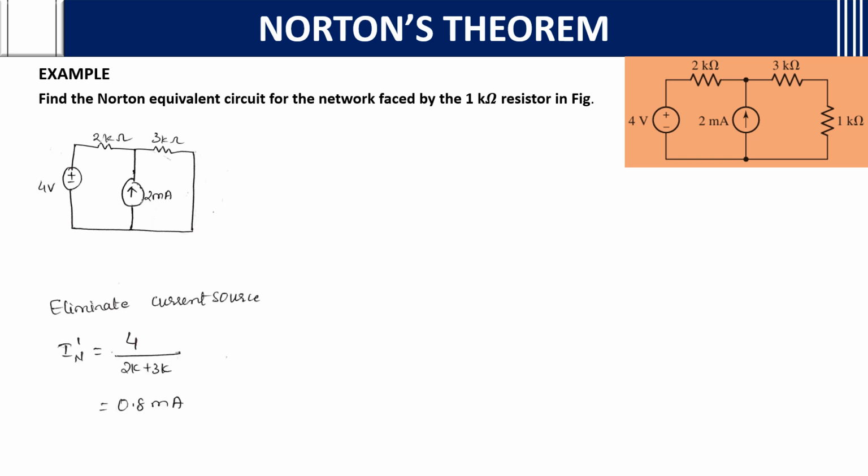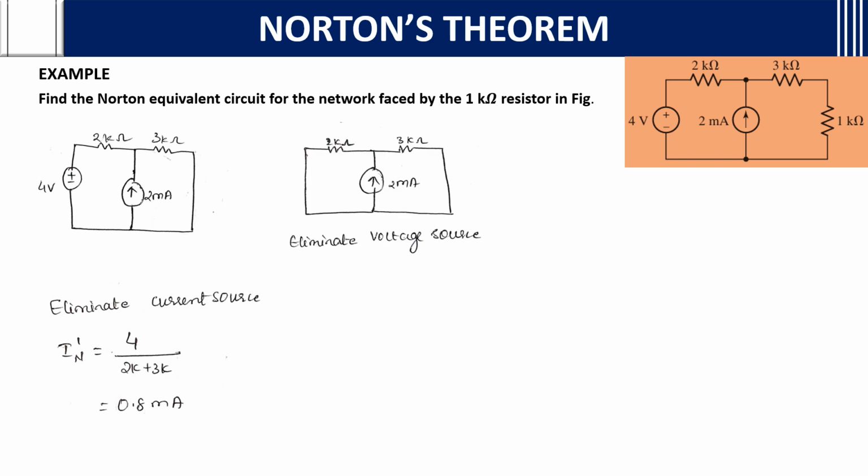First we will eliminate the current source, then you will get IN dash, that is total voltage by 2k and 3k will be in series, so you will get 2k plus 3k, that is 0.8 milliamperes. Then you will remove the voltage source by short circuiting it, and the current source will be retained. To get the current, we want the current at the short circuit, that is at the 3 kilo ohm.